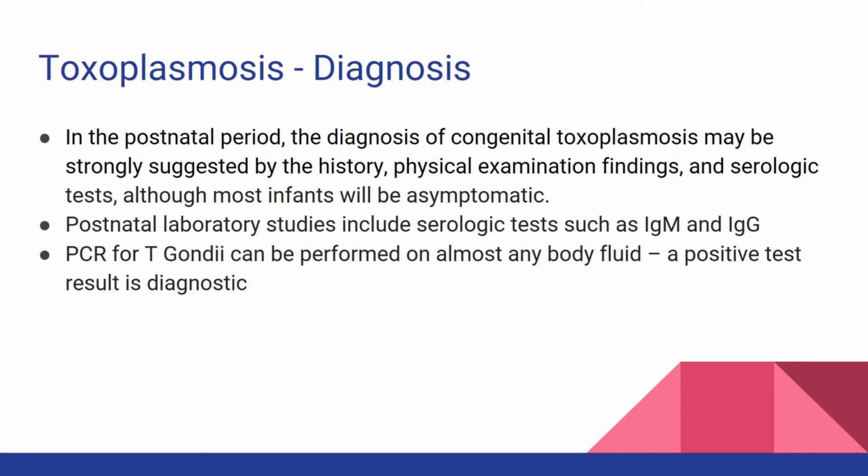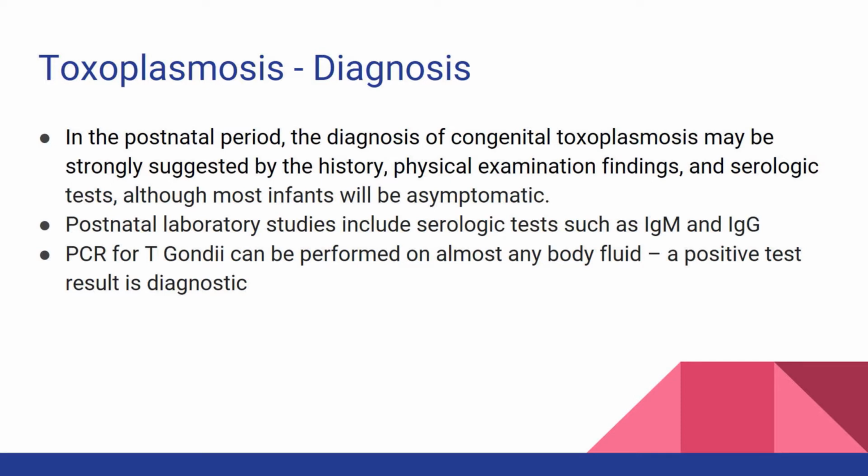Diagnosis. In the postnatal period, diagnosis is strongly suggested by history, physical exam findings, and serologic tests, but again, infants are most often asymptomatic. For postnatal laboratory studies, you can look at IgM and IgG. There's also a PCR that can be performed on almost any body fluid. A positive test really is the diagnostic test for this. Of note, which I thought was interesting, some universal newborn screening also tests for toxoplasmosis, so depending on the state you're practicing in, that may end up showing up.